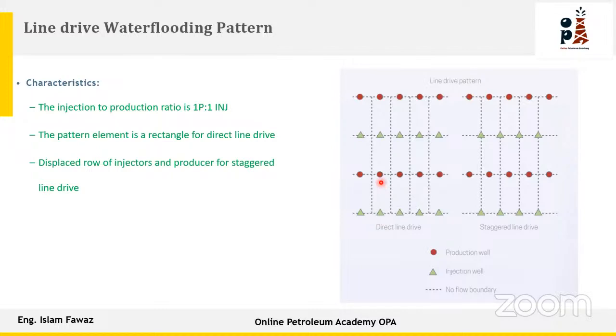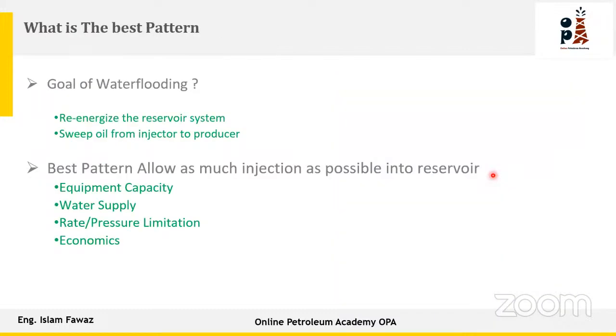But if the injector is in the middle between two producers, this is called staggered line drive, because the injector is targeting two producers, not only one. So this is the difference between line drive and staggered line drive. I know everyone has this in mind now: yes, we have different types of patterns. So what is the optimum one?